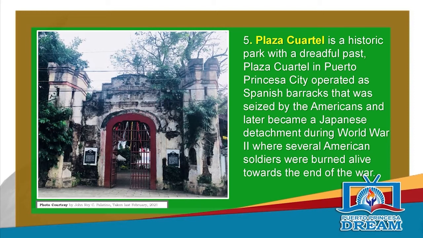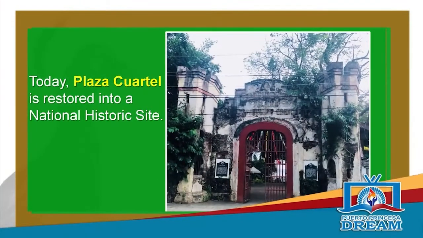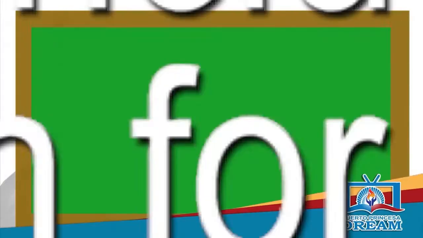Plaza Cuartel is a historic park with a dreadful past. Plaza Cuartel in Puerto Princesa City operated as a Spanish barracks that was seized by the Americans and later became a Japanese detachment during World War II, where several American soldiers were burned alive towards the end of the war. Today, Plaza Cuartel is restored into a national historic site.